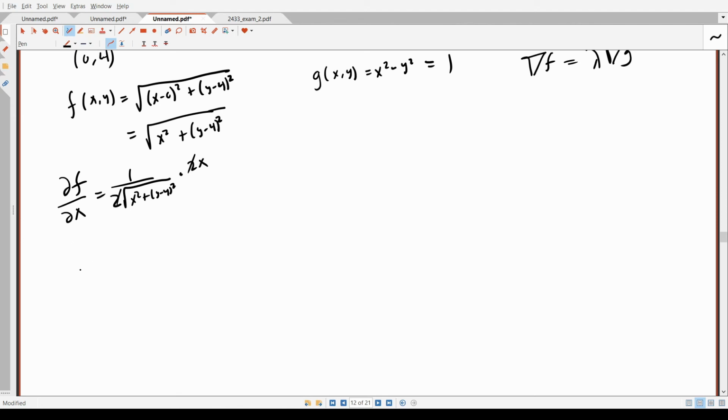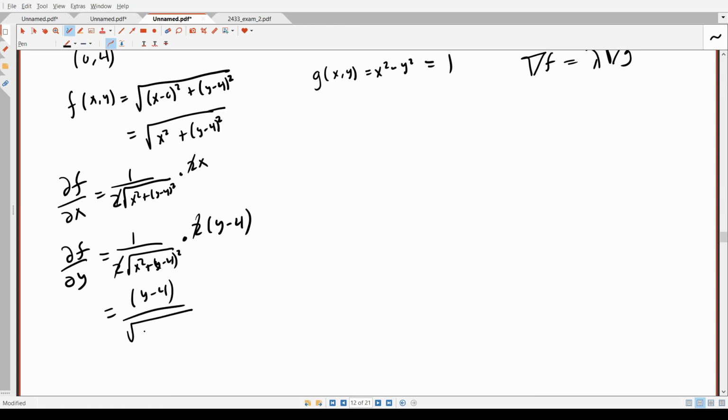Yeah, that's where it was. Okay, so I do the same thing with respect to y, and I get 1 over, so this part's going to be the same. And here's where my mistake was. When I do the chain rule, I don't get 2y, I get 2 times y minus 4. There you go. So those cancel, and I get y minus 4 over, that's much better.